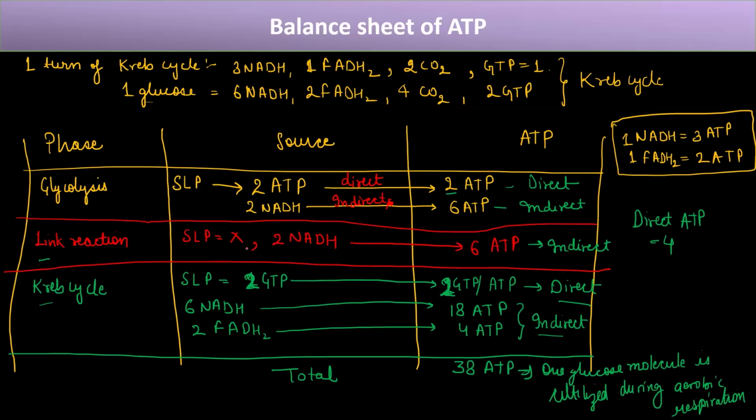Now we will see that out of this 38, since only 4 ATPs are related to direct production, how is this 34 ATP forming? Just for revision, remember that in glycolysis we form 2 NADH. In link reaction as well, we form 2 NADH. And in Krebs cycle, we form 6 NADH and 2 FADH2.